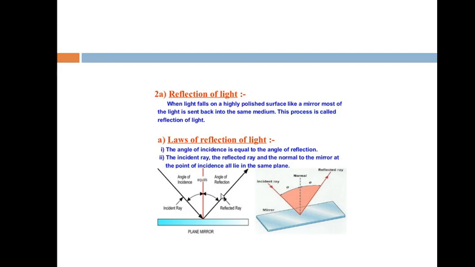Okay, let's give an example here. For example, if the angle of incidence is 60, can we know the angle of reflection? Yes, it's going to be 60 because we have a law here. It says that the angle of incidence is equal to the angle of reflection. So if the angle of incidence is 60, the angle of reflection is going to be 60.